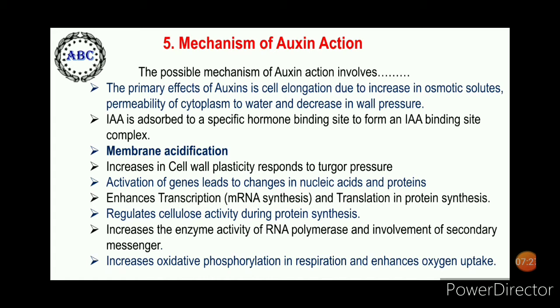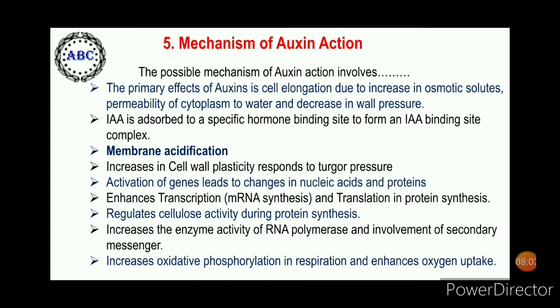The auxin effect on transcription may be mediated via release of transcription factor from the plasma membrane. This factor also stimulates in vitro RNA polymerase activity. Thus, changes occurring in plasticity of cell lead to growth because of synthesized proteins. The auxins also regulate enzyme cellulase activity during protein synthesis process.